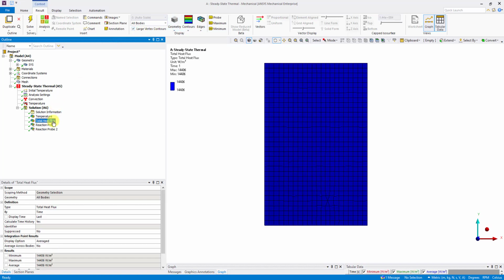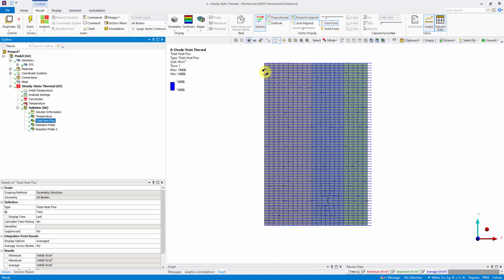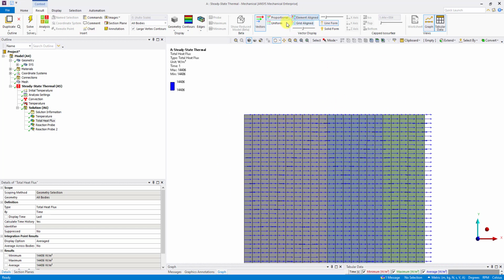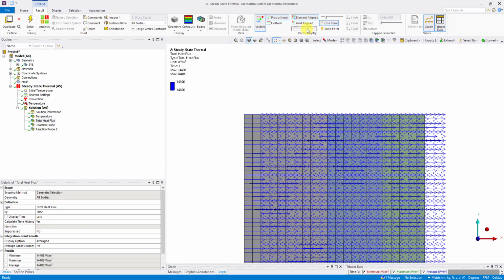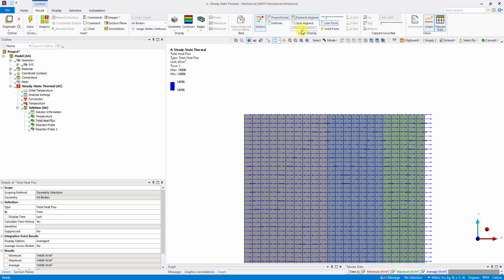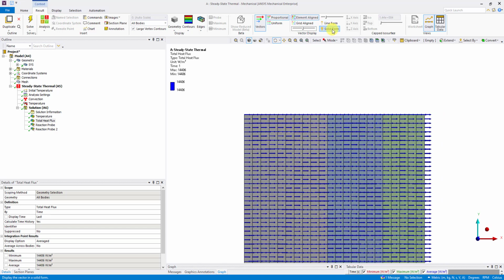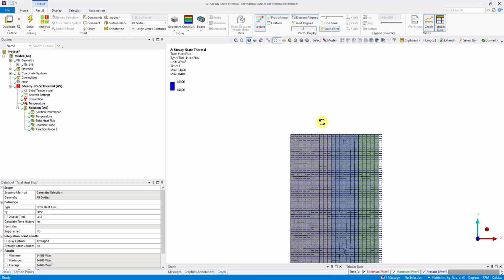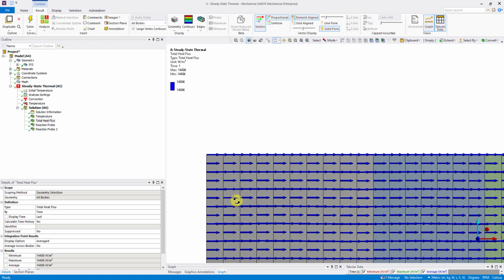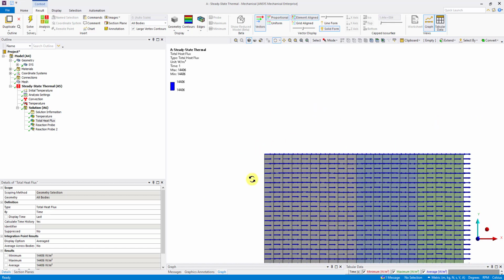So we'll go to the total heat flux and we'll switch on this vector view, right? So heat transfer flows from high temperature to low temperature, right? So that's what is being captured here. Also you can make these lines proportional or uniform. You can increase the sizes of arrows, right? You can make it solid, whichever way you like. So this way it's a good practice to see how the heat transfer flow is taking place.